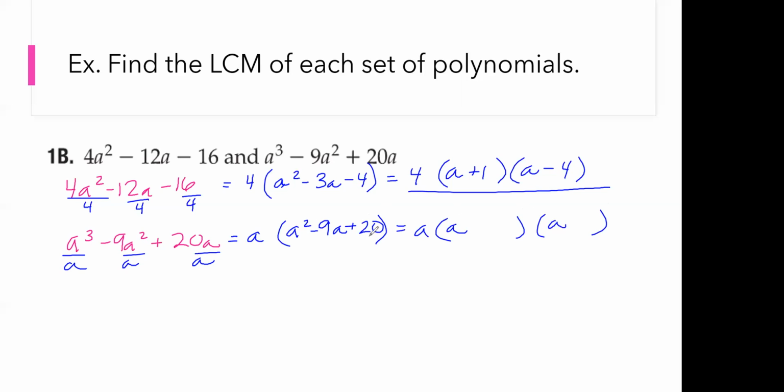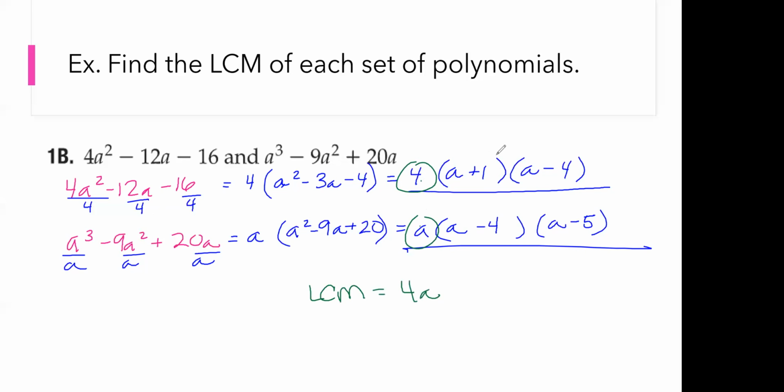So I need the factors of 20 that add up to negative 9. That would be negative 4 and negative 5. Okay, so now I can see these are my factors. And what I need to do is pull out the greatest multiple, or the greatest factors. So I have a 4 and an a here, so my least common multiple would be 4a.